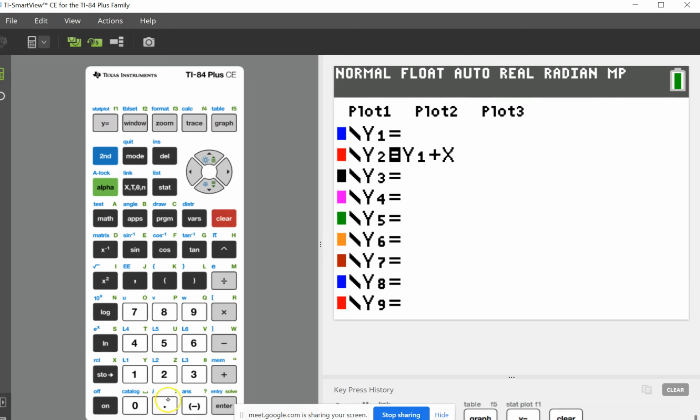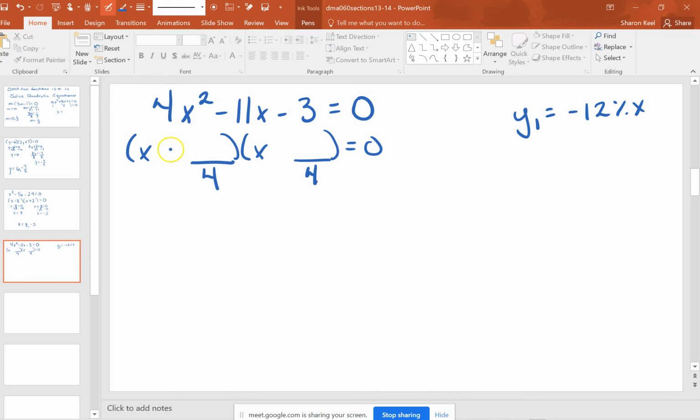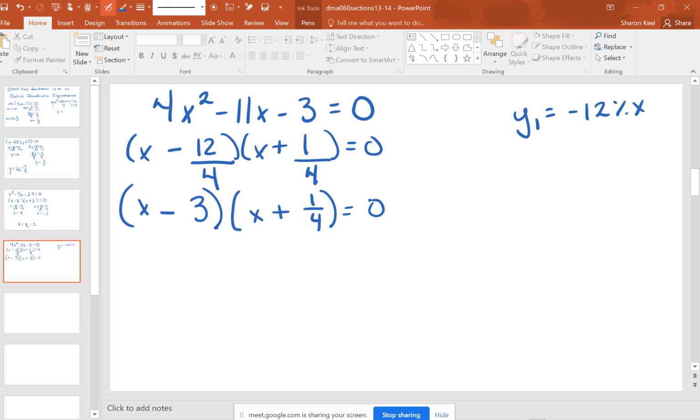On y equals, I have negative 12. Oh, hang on, I hit a wrong key. Negative 12 divided by x, second table, and I'm looking for a negative 11. So my answers are going to be a minus 12 and a plus 1. A minus 12 and a plus 1. So what we do here is 12 divided by 4 is a whole number, 3. Now for this one, in this section 13, do not do bottoms up. Leave it just like it is. It's going to make the math a little easier.